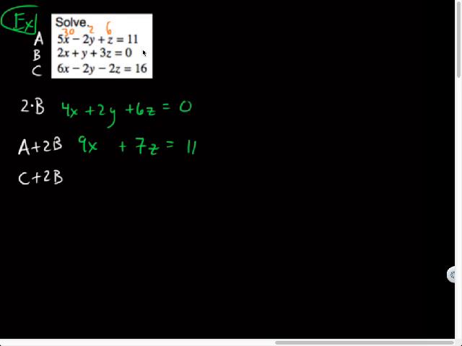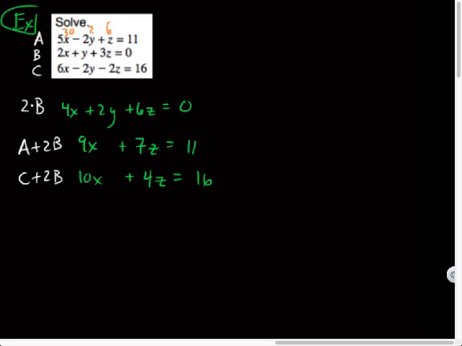Now let's do C plus 2B. So 6x plus 4x is 10x. Negative 2y and positive 2y is nothing. And negative 2z and positive 6z is a 4z. And where am I here? And that's why it's nice because see I just got lost for a second. C plus 2B. So I'm doing 16 plus 0 is 16.